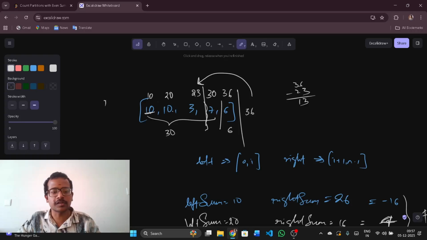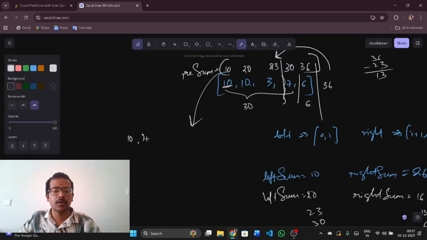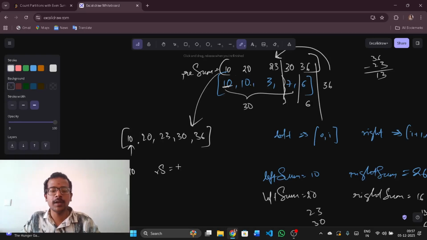This is a prefix sum array, but how can I solve this? Here I have 10, 20, 23, 30 and then 36. How do I get the left and right subarrays? So here I have 10. The left sum will be 10 and the right sum, 36 minus 10, will be 26. 10 minus 26 is minus 16, but we'll be using the absolute value. So I'll get 16 and it is even, so it will count toward the answer.